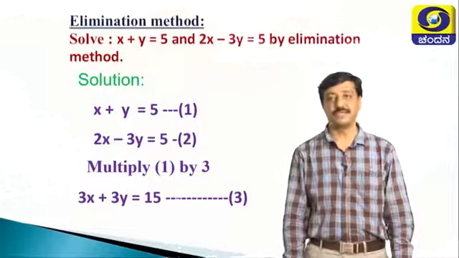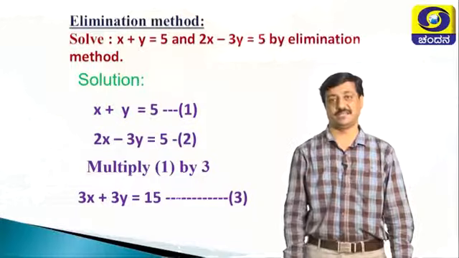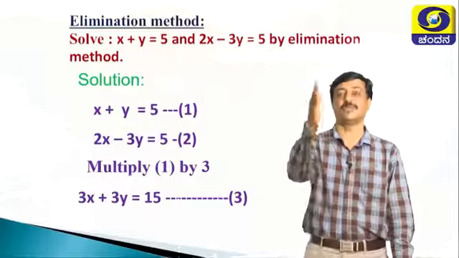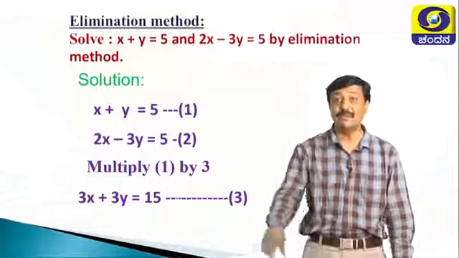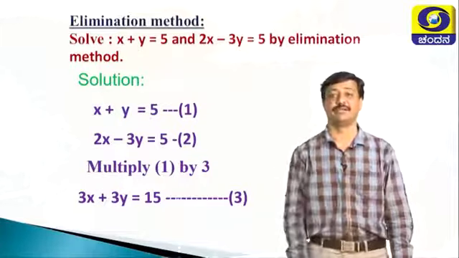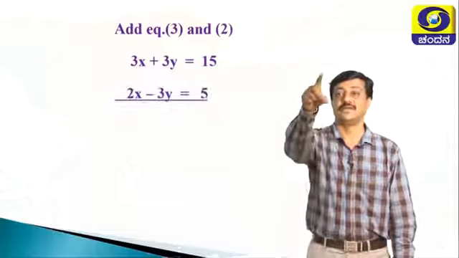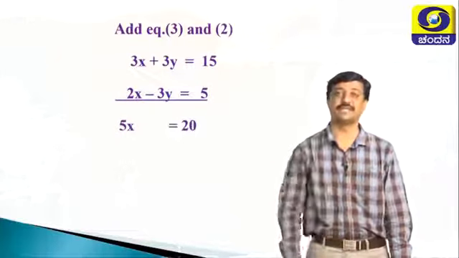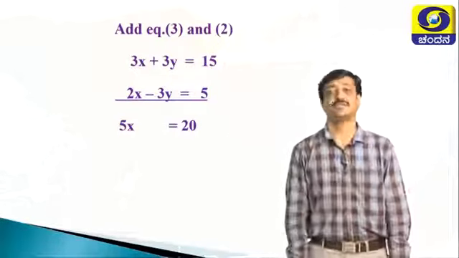In the second equation, it is minus 3. In the third equation, it is plus 3. If the coefficients are numerically equal with opposite sign, then we have to add both the equations to eliminate that particular variable. If you add equation 2 and equation 3, we get 3x plus 2x, it is 5x plus 3y minus 3y cancels each other, and if you add 15 with 5, it gives 20.